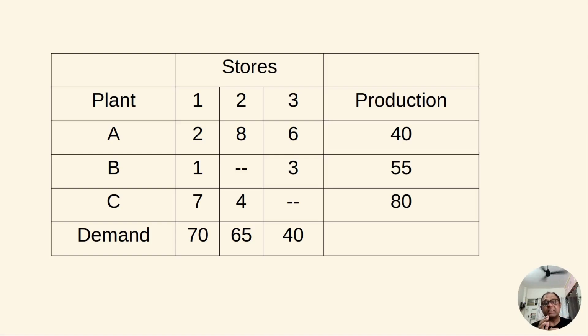Now, the numbers 2, 8, 6, 1, 3, 7, 4 are the costs of shipping from the plants to the stores. Now, how do you optimize in such a situation where you have a restriction of allocating the sources or the supply to the demands, that is the stores?